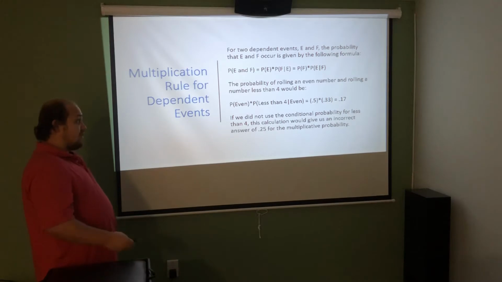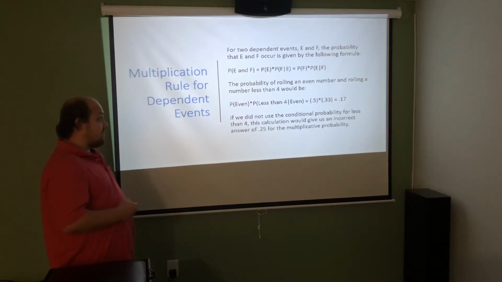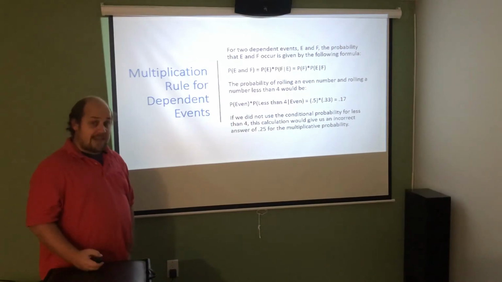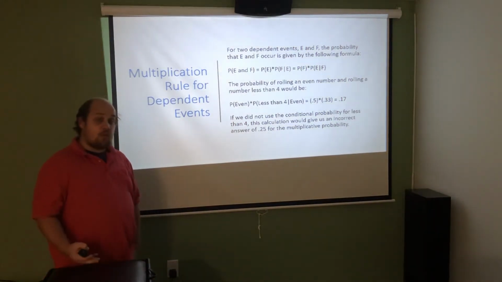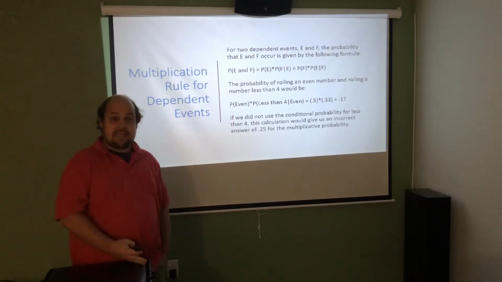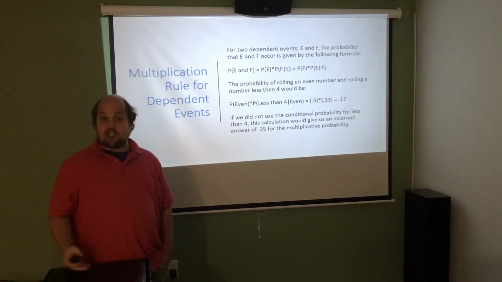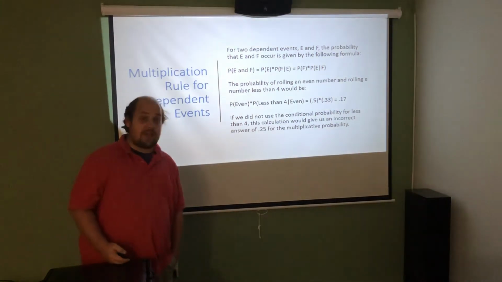If we didn't use the conditional probability formula for this, and we just multiplied the two, it would be 0.5 times 0.5, which would give me 0.25, and would be an incorrect answer. It would not match with the reality of what's going on. The reason it wouldn't match is because knowing whether it's even gives me information about whether I think it's less than 4. Since it gives me information and changes my opinion, it's a dependent situation where I can't use that original rule and just multiply the two events.